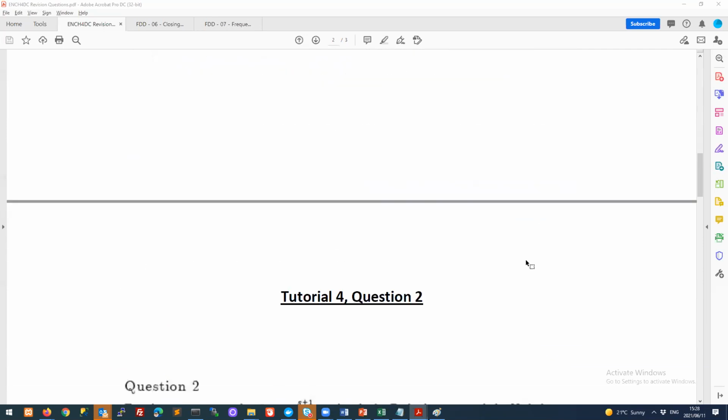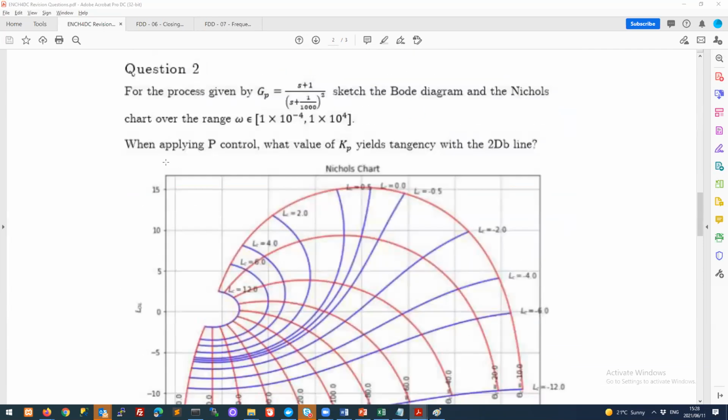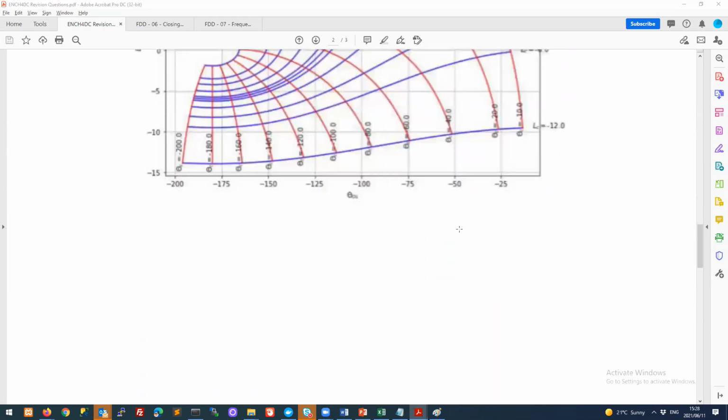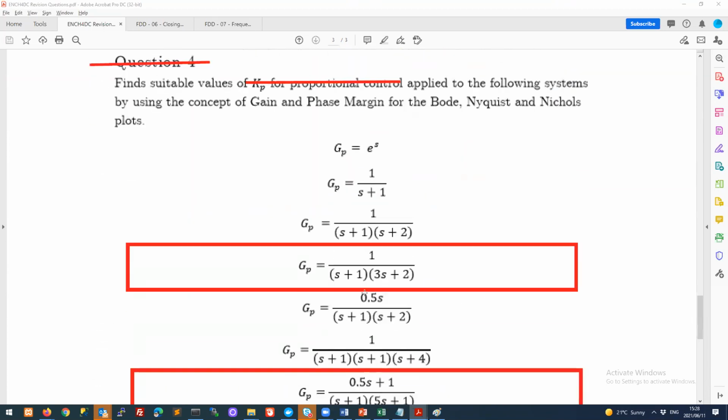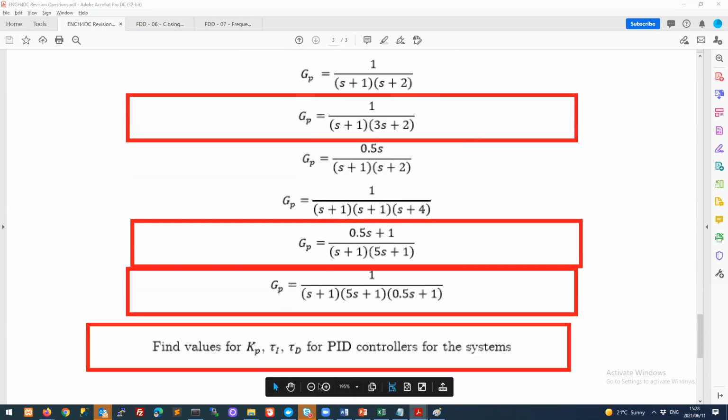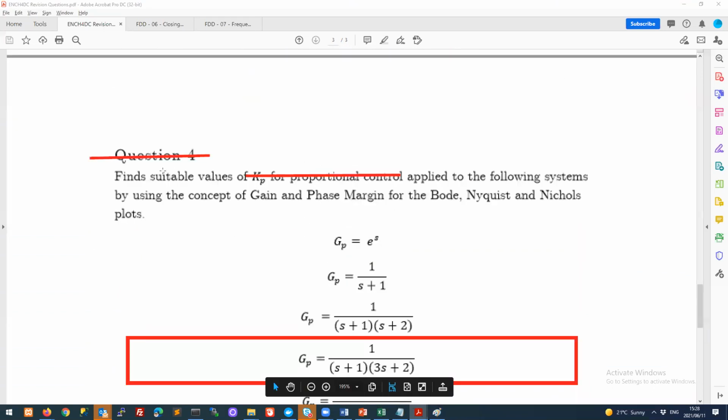So that was the first one you put forward. And then in the second problem, we asked, let's see here. Okay, so this one, it seems you didn't have a question on this one, but here you are asking us to go over these questions. So here, find suitable values for KP for proportional control. I'm not sure why you crossed this out.